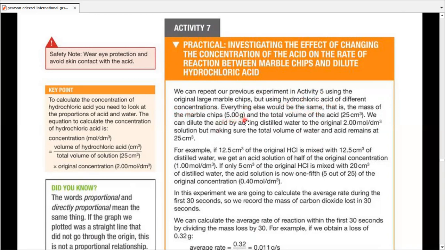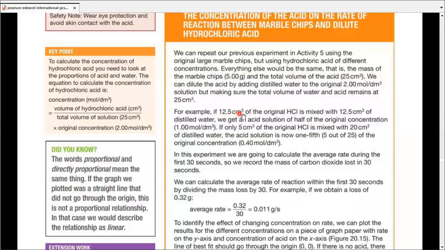The mass of marble chips is 5 grams. Total volume of acid is 25 cubic centimeter. And we can dilute the acid by adding distilled water to original 2 mole per decimeter cube solution, but making sure the total volume of water and acid remains at 25 cubic centimeter. So what do we do? We take half the amount of original HCl and we mix it with half of the amount of distilled water to get the original amount of 25 cubic centimeter. All right. Okay. So when they're half and half, we would actually halve the concentration.